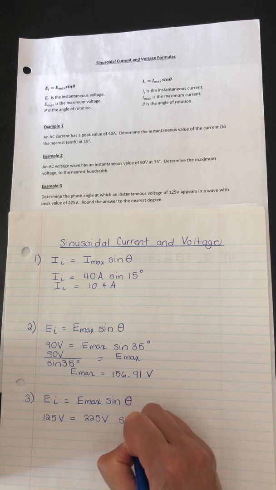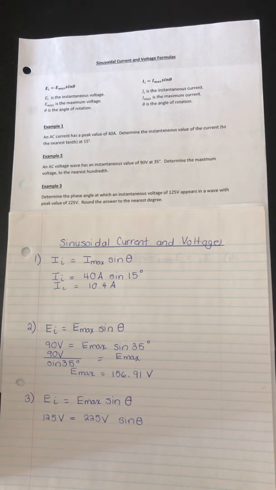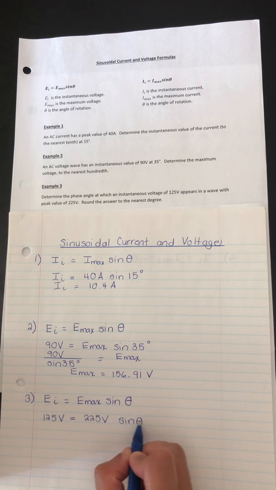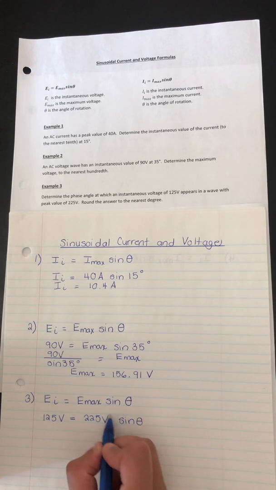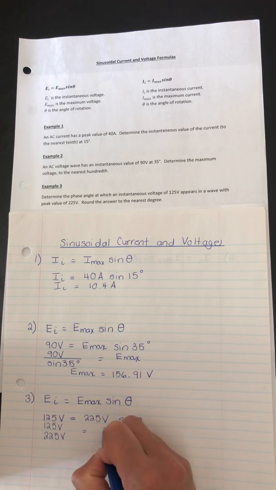And so we still have sine of theta sitting here. So now, how do we manipulate this equation to solve for theta? The first thing you do is isolate sine theta, and that's done by dividing. So you're taking 125 volts and you're dividing it by 225 volts. And that is what gives you the sine of theta.